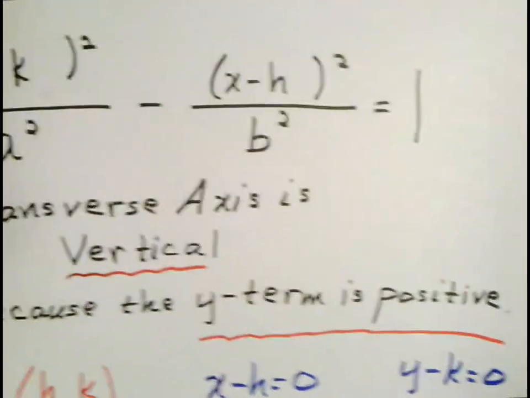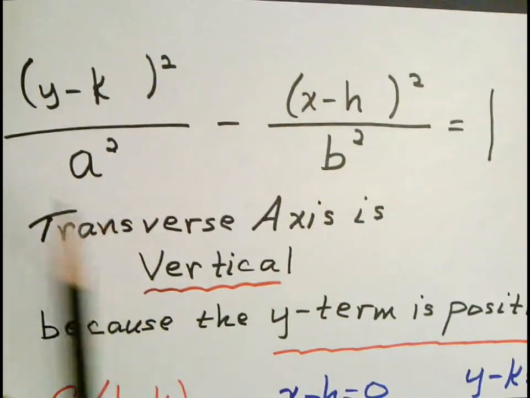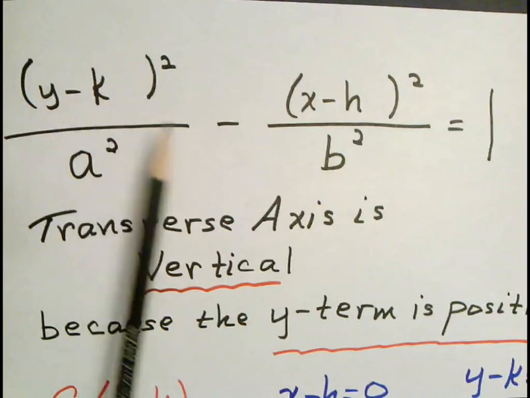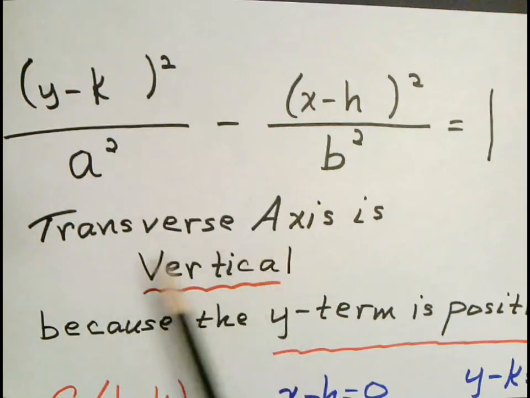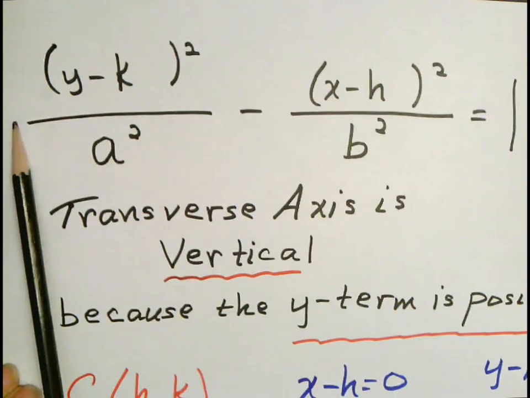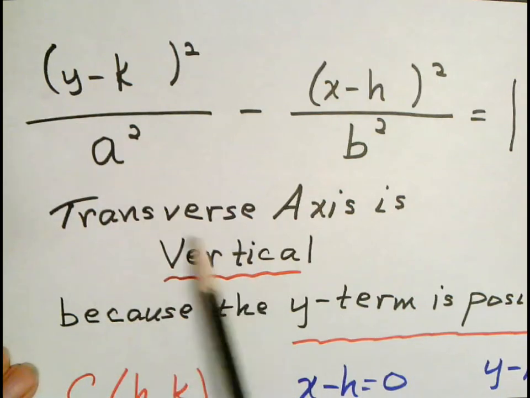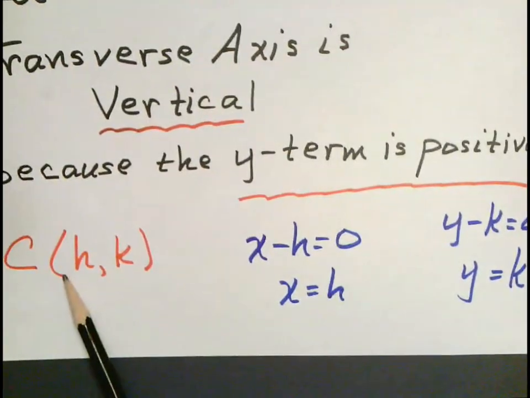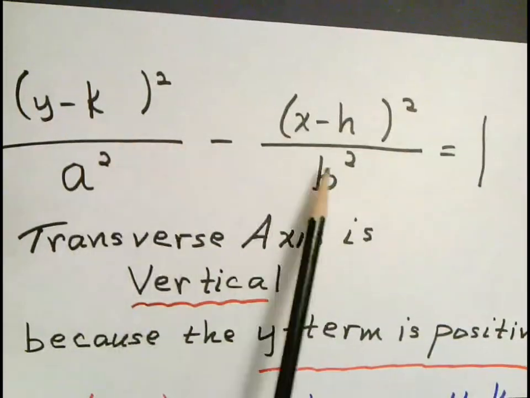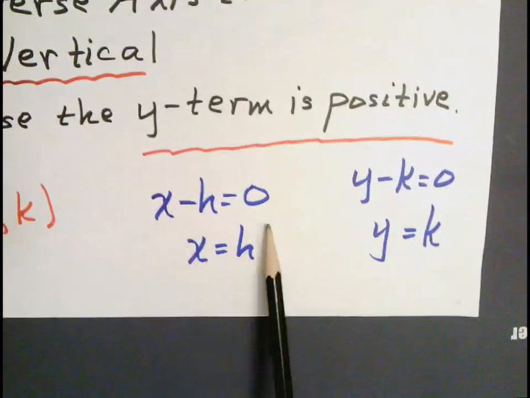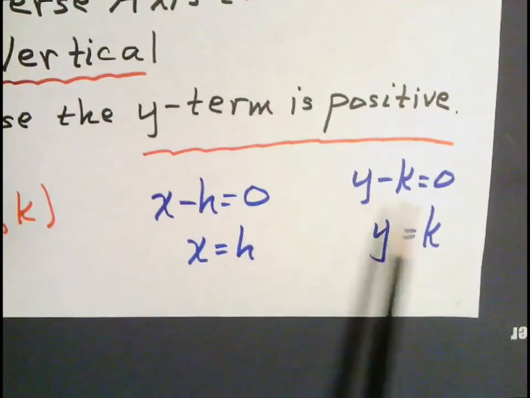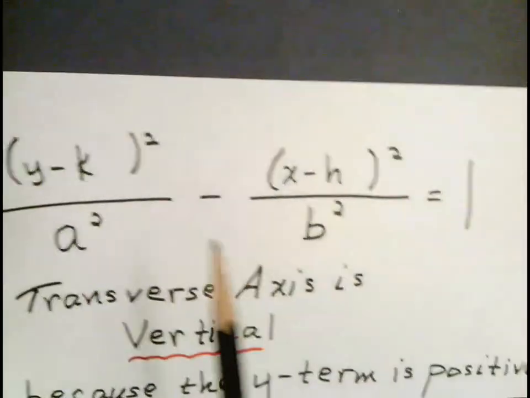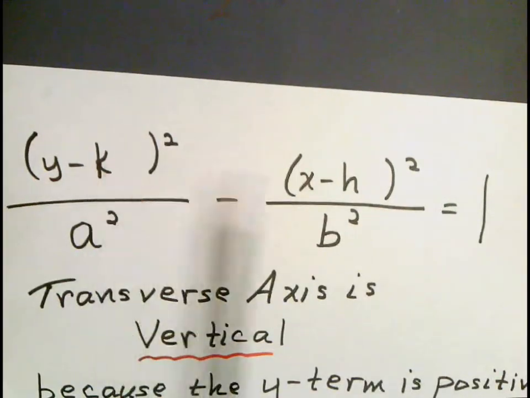Here is a general equation for a hyperbola not centered at the origin. This time the transverse axis is vertical because the y term is positive. You see, there's understood to be a positive sign right here. And that transverse axis is vertical. And the center is h comma k. We do the very same thing. We take each parentheses, set it equal to 0, x minus h equals 0, x equals h, y minus k equals 0, y equals k. Or again, you could just remember to take the opposite of the numbers here that are inside of the parentheses.